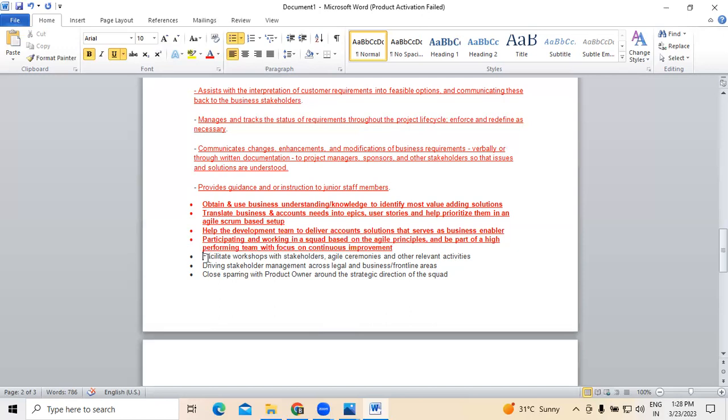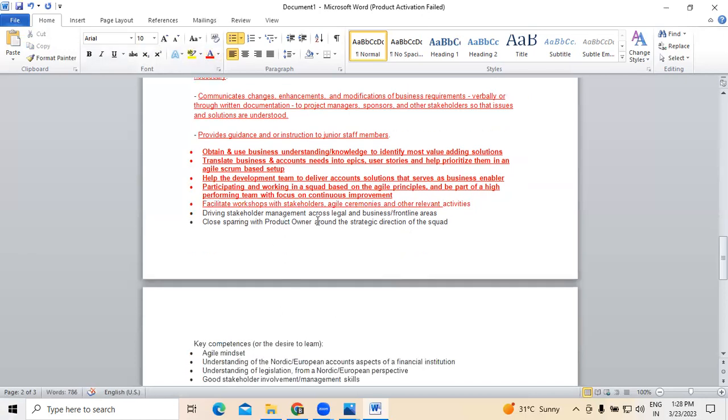Next, facilitating workshops with stakeholders, agile ceremonies and relevant activities. This is something I can say is a combination of JAD sessions, like JAD workshops, all that. At the same time, we can connect with the Scrum ceremonies with relevant stakeholders, like sprint planning, daily Scrum, sprint review, retrospectives. All this comes under this category. This is all connected to this.